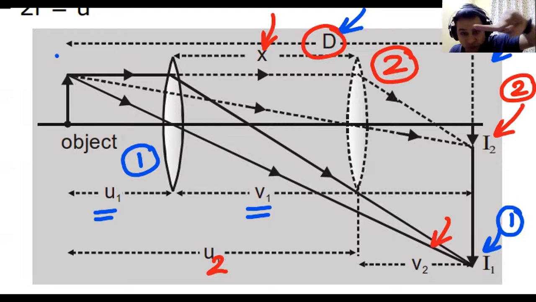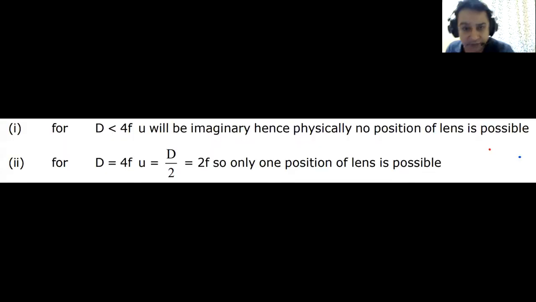U1, V1, I1, U2, V2, I2, capital D, and X. X is the shift in the position of the convex lens. Do we understand this? Yes, sir. Okay. I'll give you a minute to note this diagram. Now, whatever is there on the screen, you will write it and remember it.